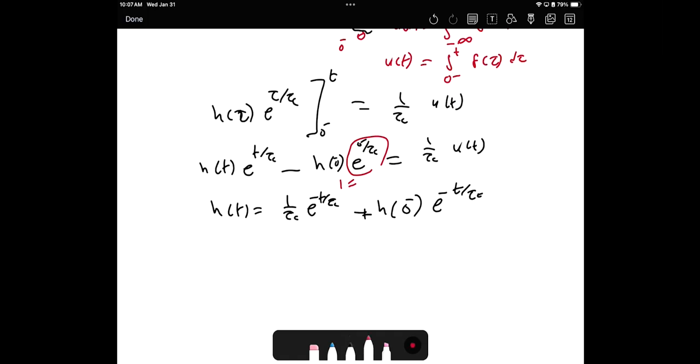Most likely, we used to assume the capacitor starts uncharged.